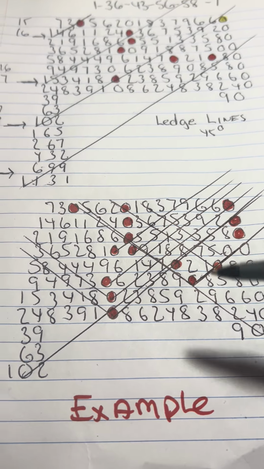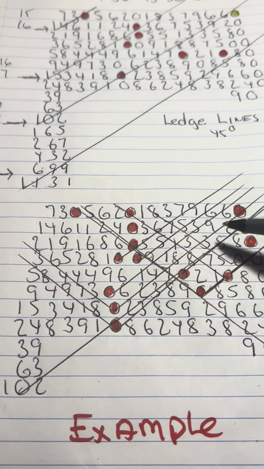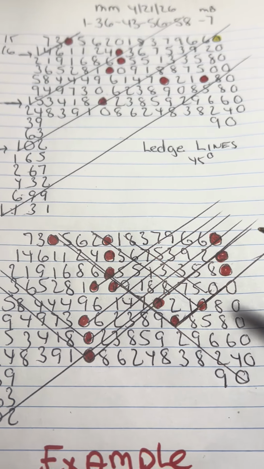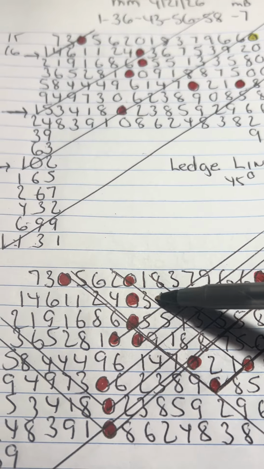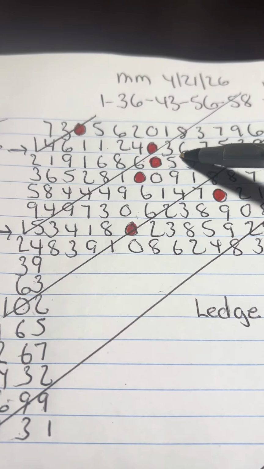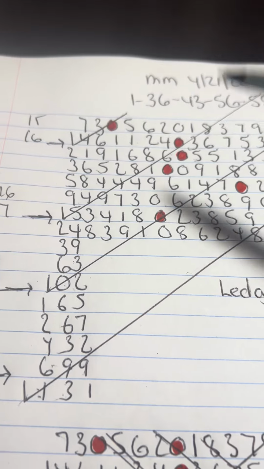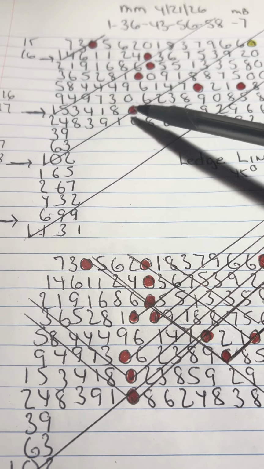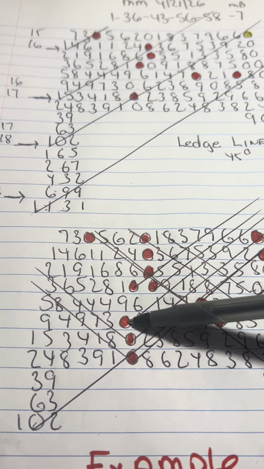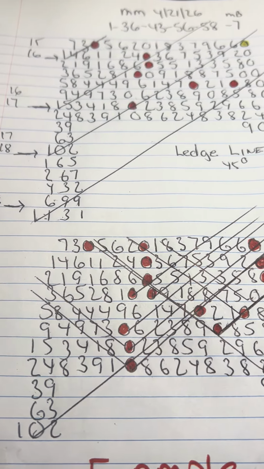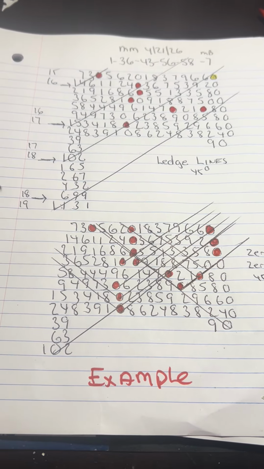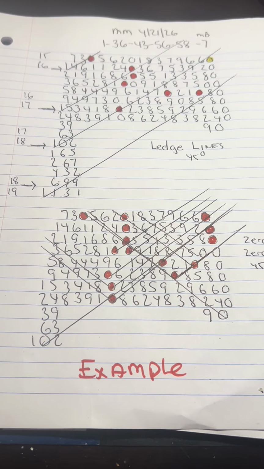Okay. The 0 to 0 matrix gives you a lot of repeats. Like we have a 36 here. We have a 36 up here. 36 here. This one here is not highlighted up here. Okay. But it is down here with 0 to 0. Anyhow, that's how you use the ledge lines and 0 to 0.